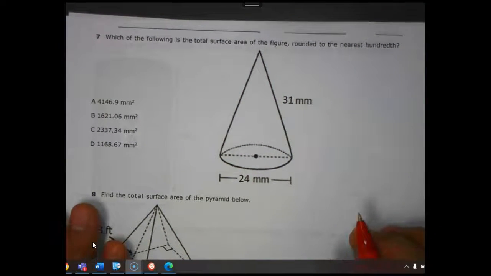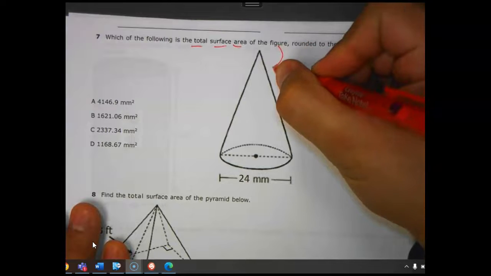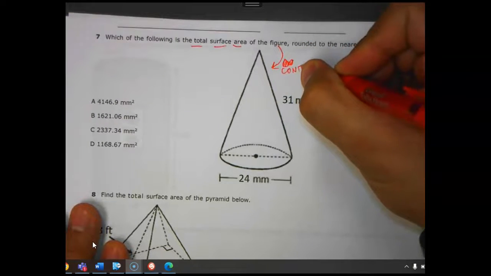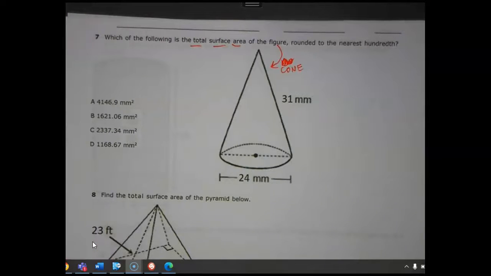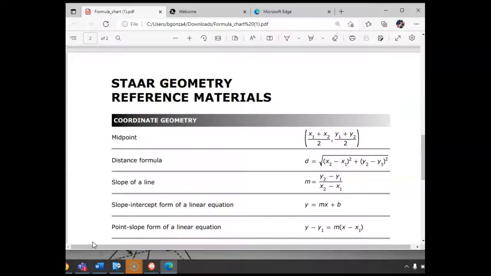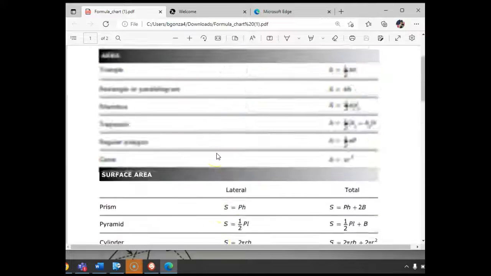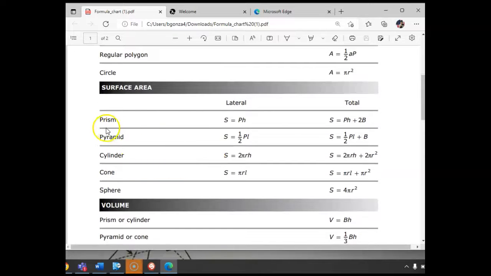All right, so number 7, which of the following is the total surface area of the figure? Now, what is this figure right here? This is a cone. So we want the total surface area of a cone. So we're going to go down here to the total surface area of a cone, which is over here: pi r L plus pi r squared.